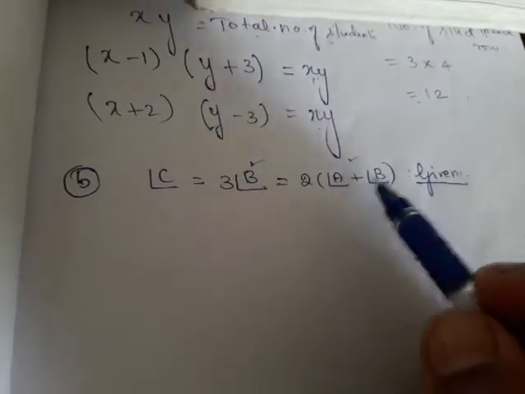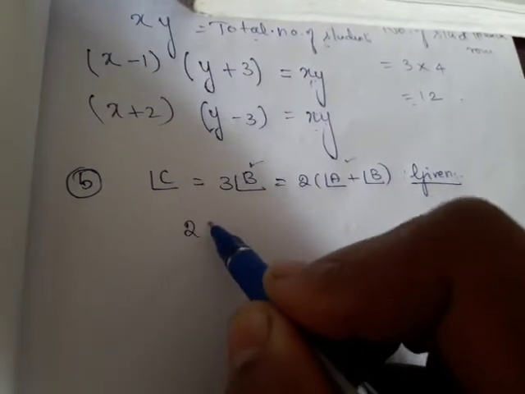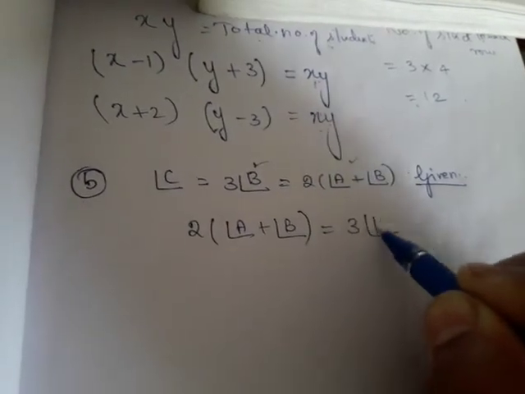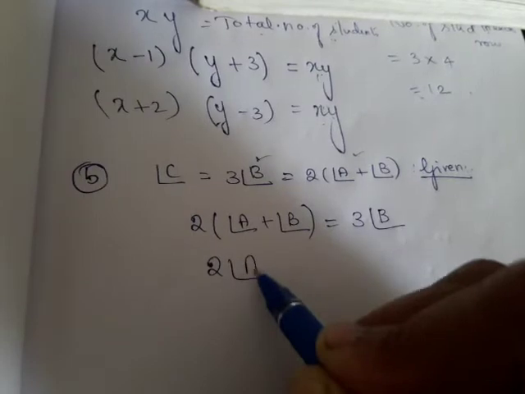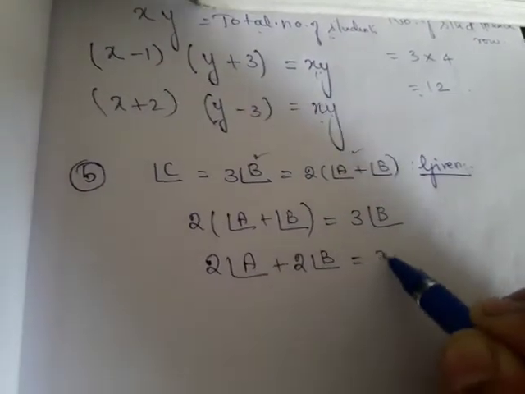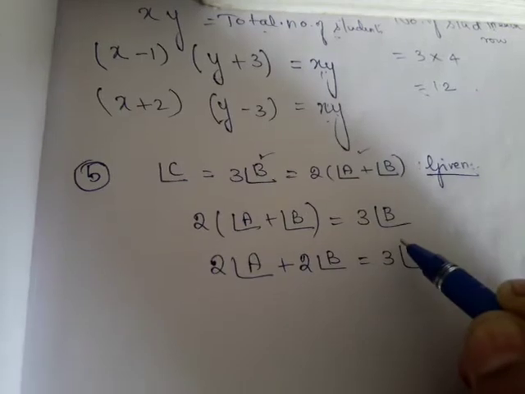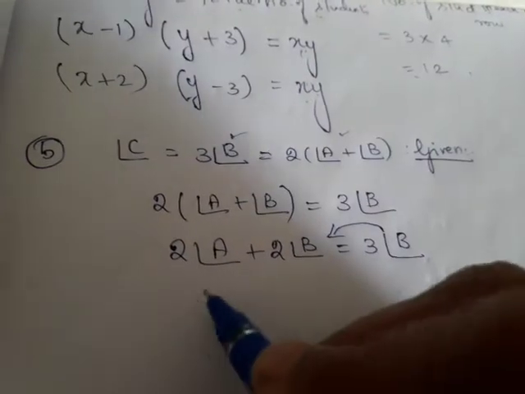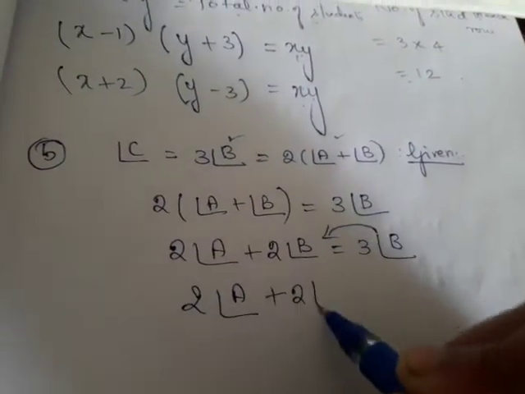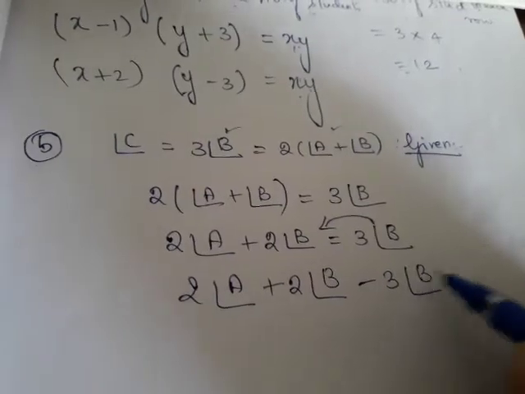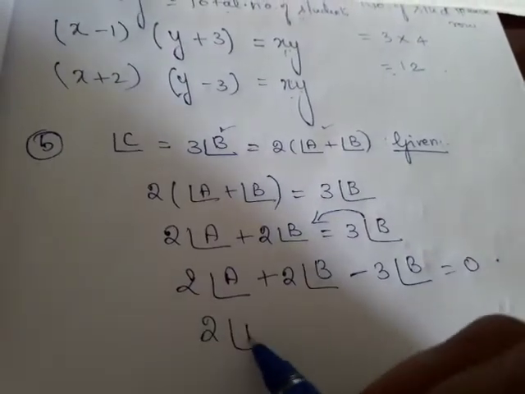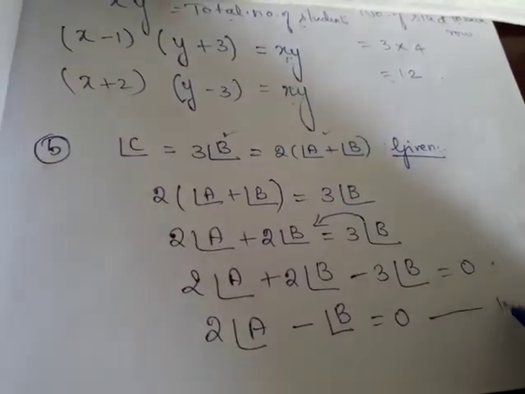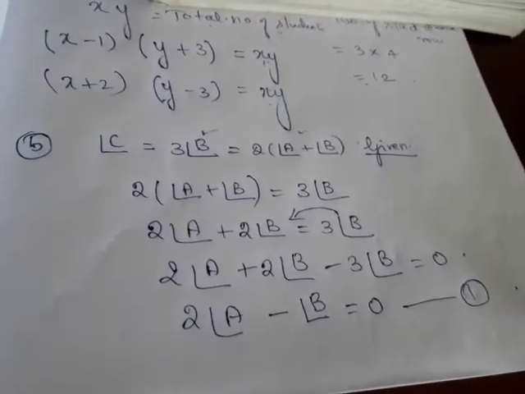So what will happen, because we need 2 variables, right? So I am going to take twice angle A plus angle B equal to 3 times angle B. So if you multiply, twice angle A plus twice angle B equal to thrice angle B, right? Now bring this angle B to this side. So what will happen? Twice angle A plus twice angle B minus 3 times angle B equal to 0. So twice angle A plus, into minus you have to subtract, so it will become minus angle B equal to 0 is your first equation. Thus we arrived at our first equation.